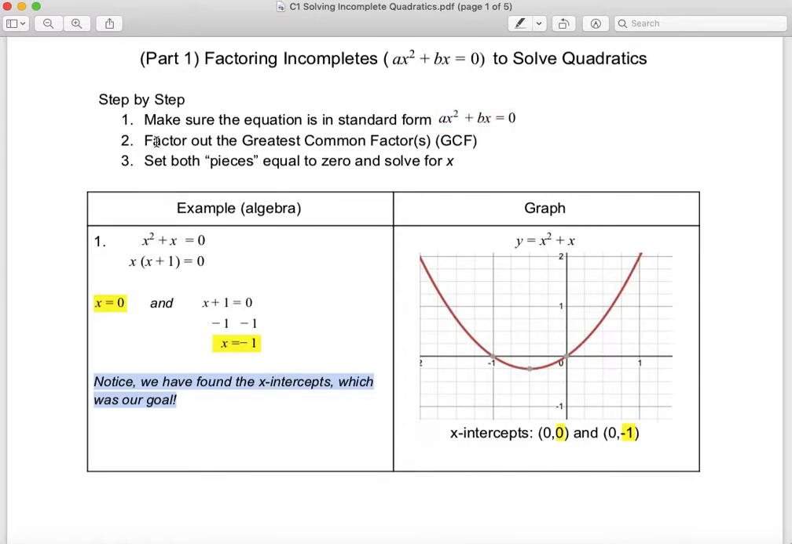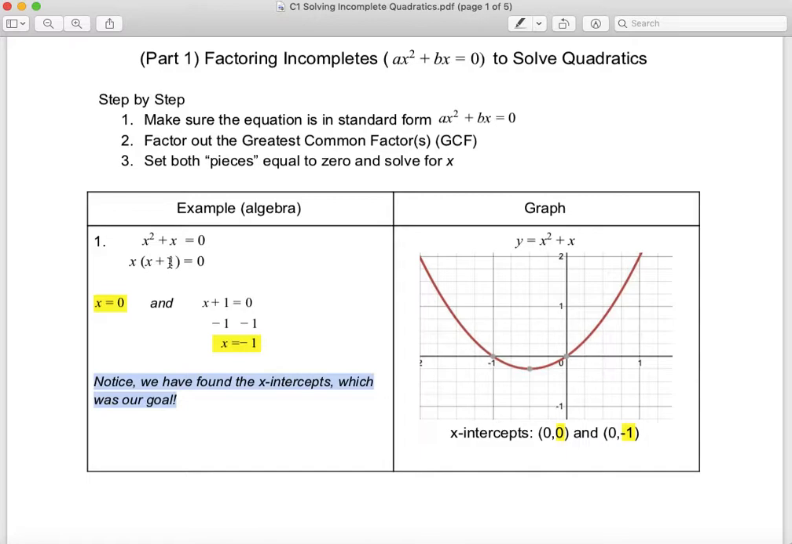Step 2, factor out the greatest common factors. One of the factors is always going to be the variable x, and the other factor is going to be some number that is common to both of the coefficients in this function. The first example, we start off easy with x squared plus x equals 0. There's an x common in both of these, so if I factor one x out, I put that out front, and in parentheses is what I include afterwards.